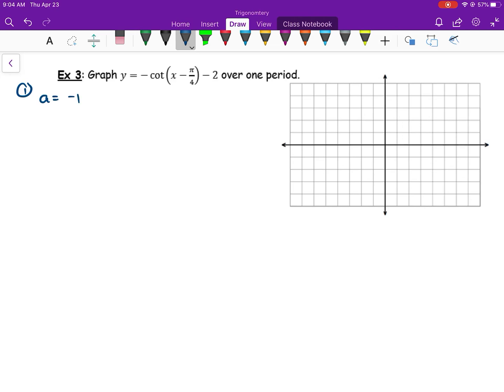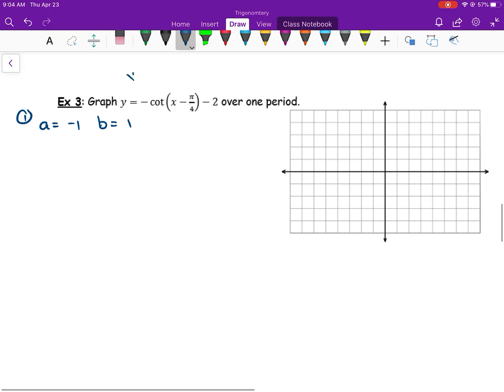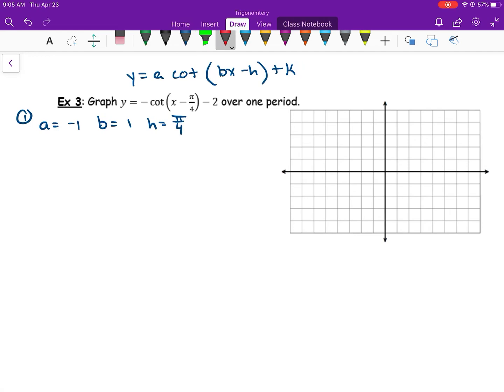So A is -1. B is the number in front of X, so that's 1. So these look like this: A cotangent of (bx minus h) plus k. Alright, so just like the tangents, h is our horizontal shift, k is our vertical shift. So my h here is opposite sign, so it'll be positive pi over 4. So this means we are shifting right. And then k is -2, so this means we are shifting down.